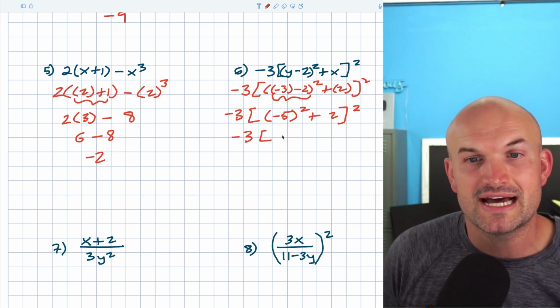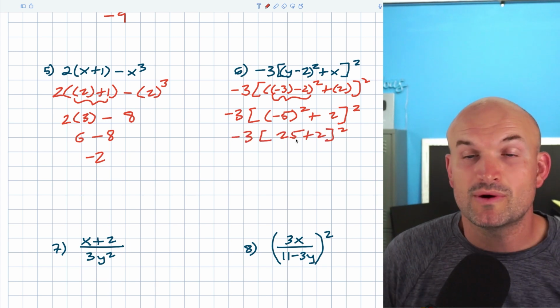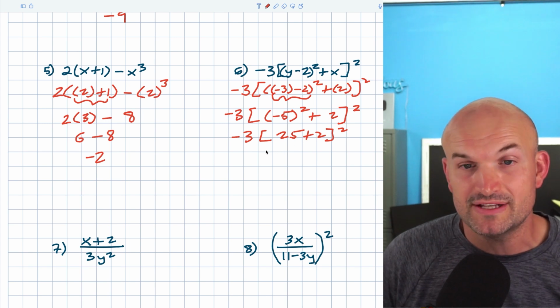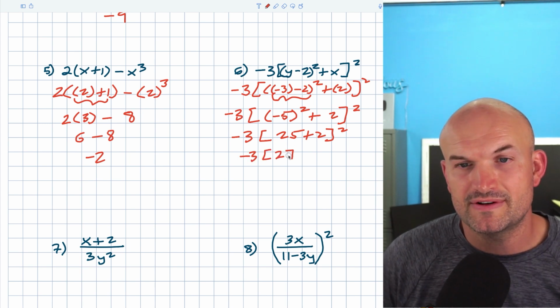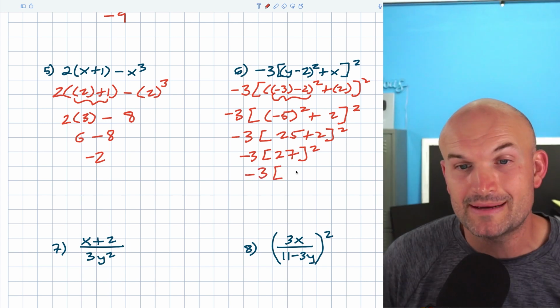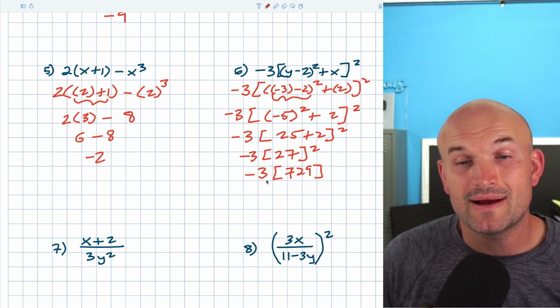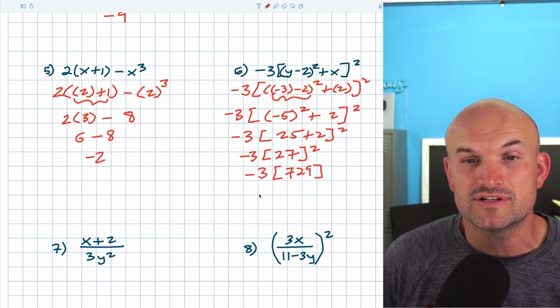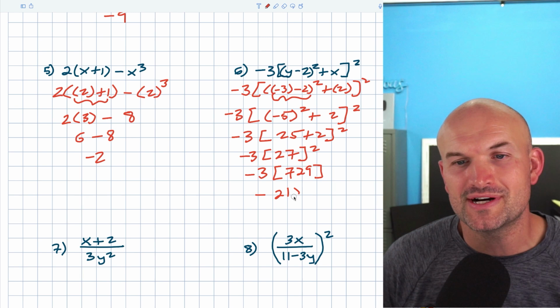So I have -3 times (25 plus 2) squared. 25 plus 2 is going to be 27. So I have -3 times 27 squared. 27 squared is going to be 729. So I have -3 times 729. And now -3 times 729 is going to be negative 2,187.